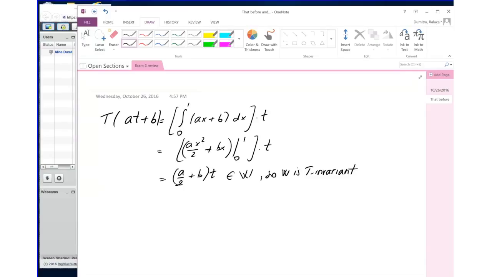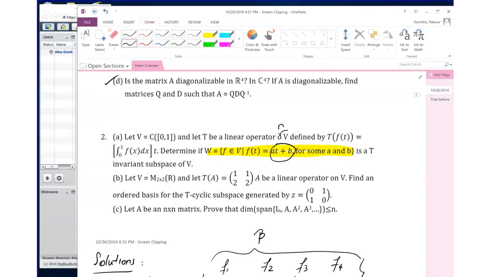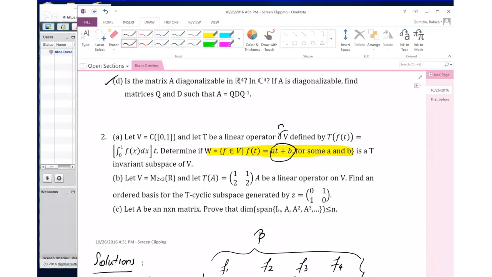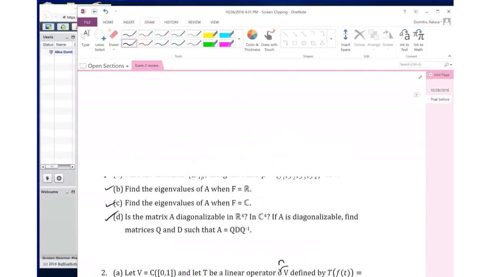I didn't know if it was in W because it looks like W was just something like at plus b. Well, can you see this as c times t plus 0? a and b could be anything, right? In the definition of W, for some a and b, they could be anything. So b is 0, and a is that thing.